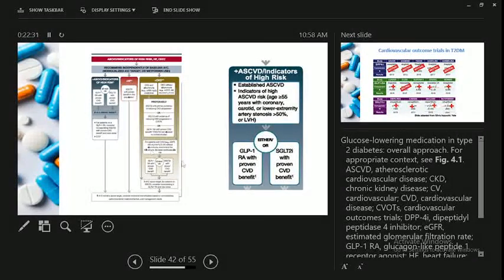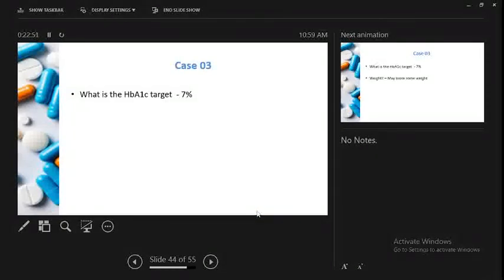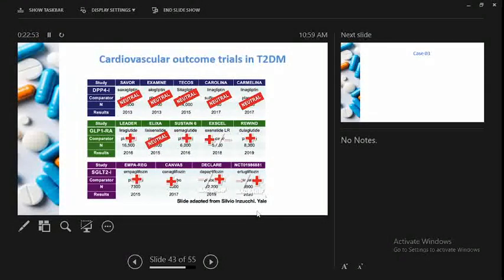Again, the guidelines suggest that if there is cardiovascular risk, that is, the patient has established cardiovascular disease or indicators of high risk, then you have to go for a GLP-1 receptor agonist or an SGLT2 inhibitor. As there is a separate lecture on cardiovascular disease, I will not go into detail. There is ample evidence from cardiovascular outcome trials that GLP-1 receptor agonists and SGLT2 inhibitors actually have cardiovascular benefit, not just neutrality.